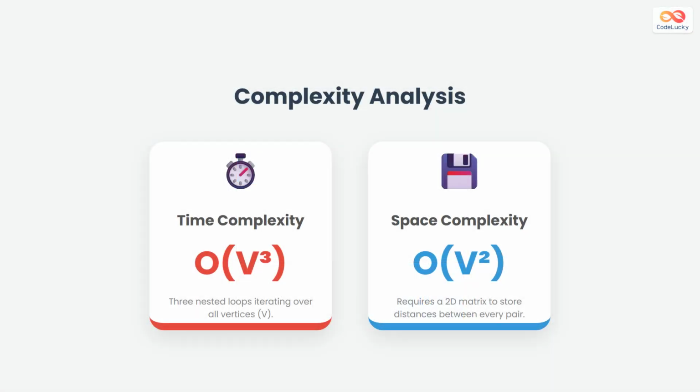Let's talk about efficiency. Because we have 3 nested loops each running from 1 to V, the time complexity is big O of V cubed. The space complexity is big O of V squared, as we need a 2D matrix to store the distances. This makes it perfect for small to medium-sized graphs.